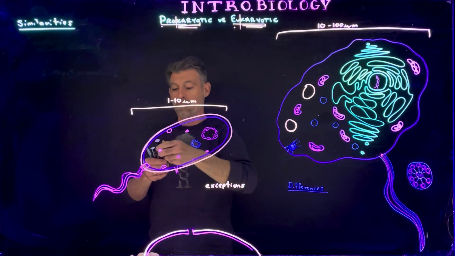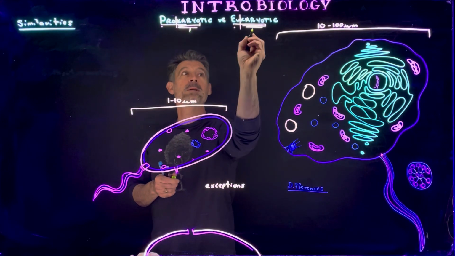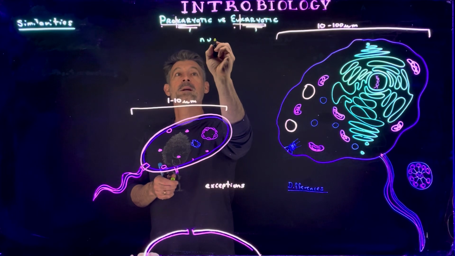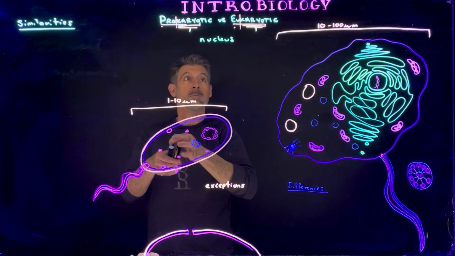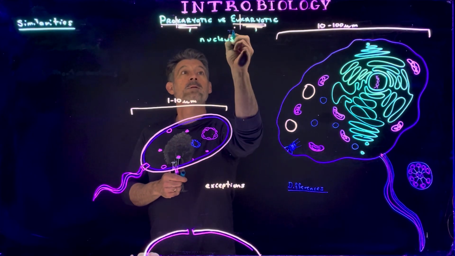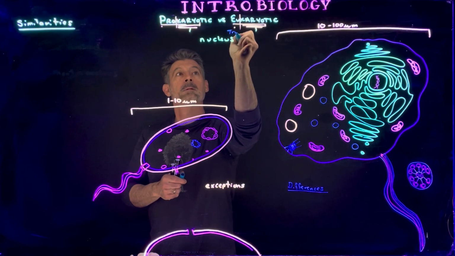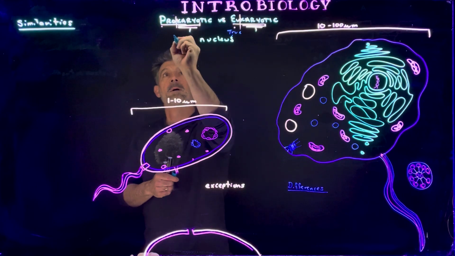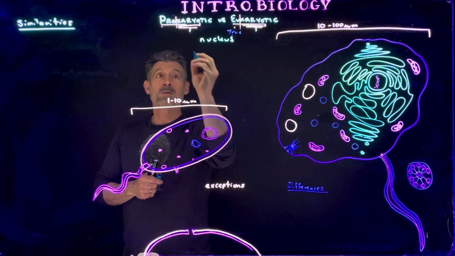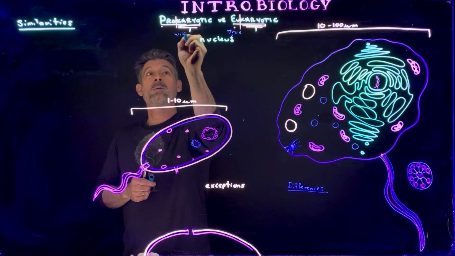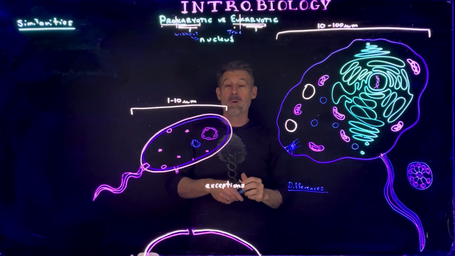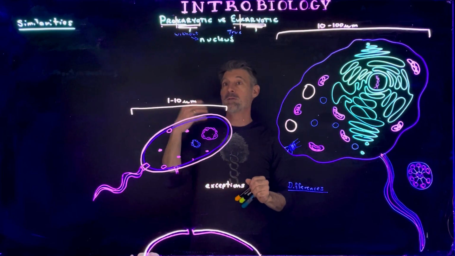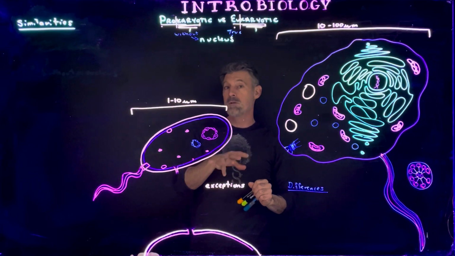So karyo, in both of these cases, refers to there being a nucleus. Eu here means true nucleus. Prokaryote means without or before, so we're going to put without. That's one of the things that people will often say: prokaryotes don't have a nucleus, eukaryotes do have a nucleus.